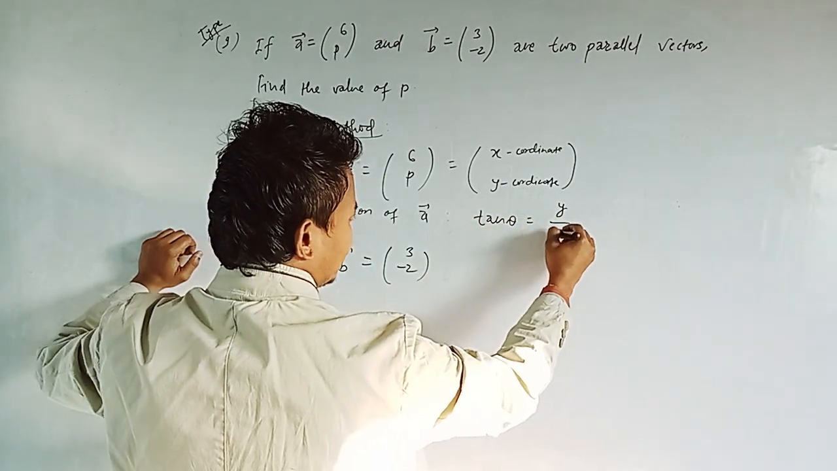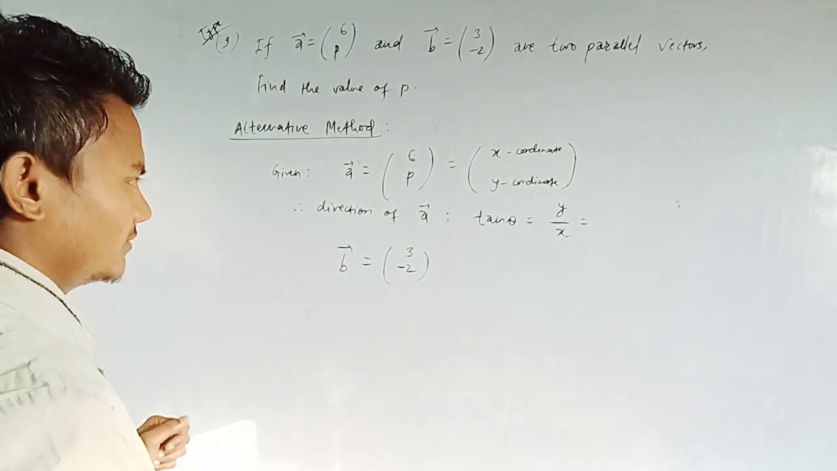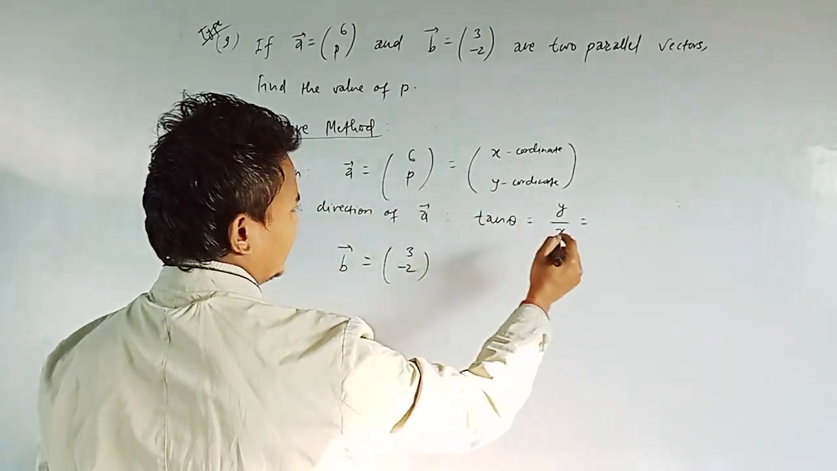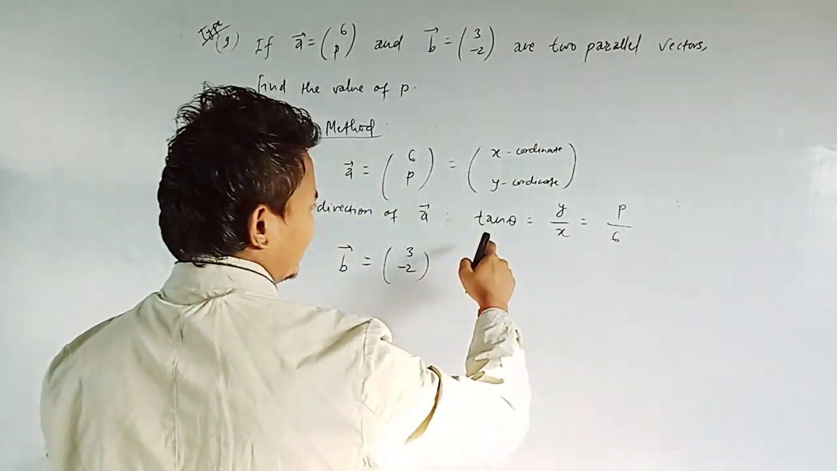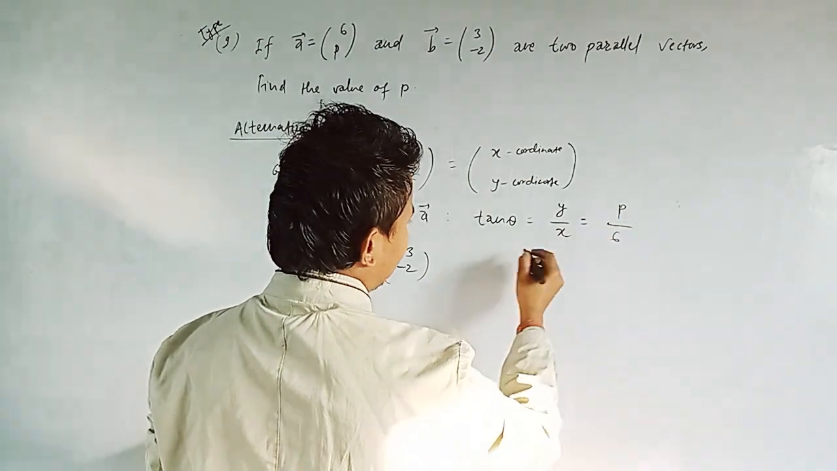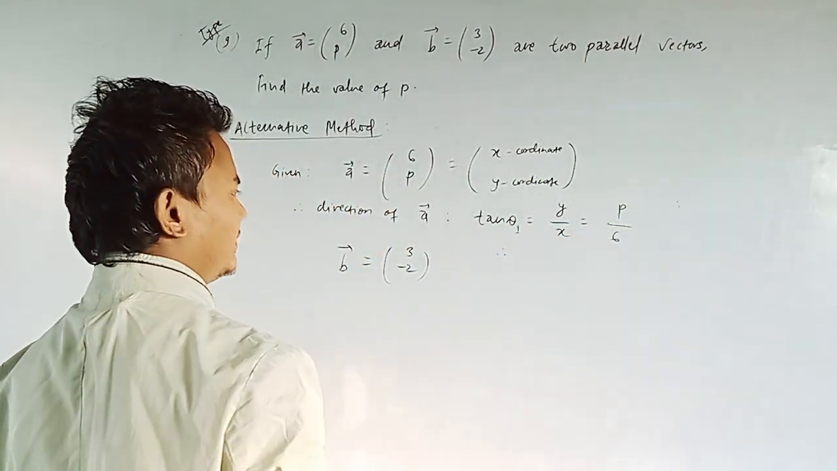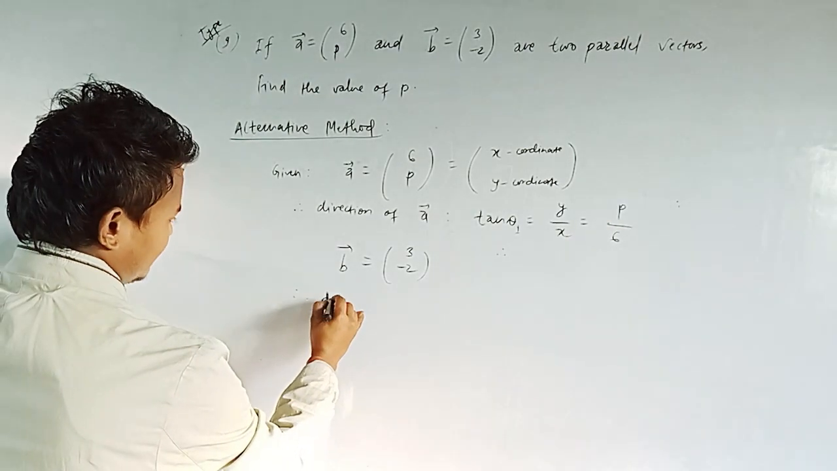y by x. We have already done such type of numericals and so many problems. So the value of y is p and the value of x equals 6. So it gives the value of tan theta 1 equal to p by 6. Similarly, we can calculate the direction of this vector.